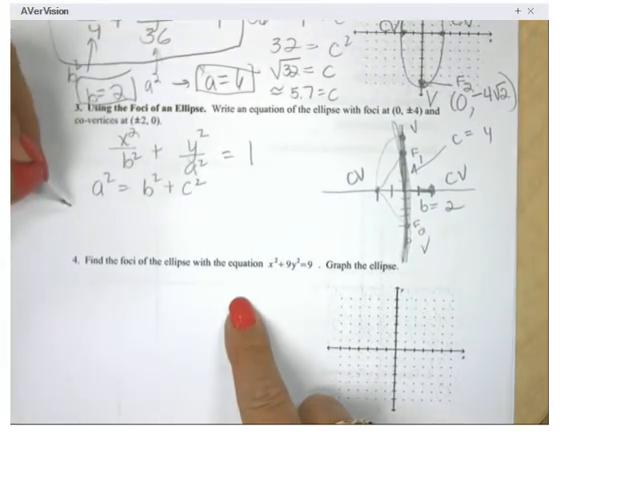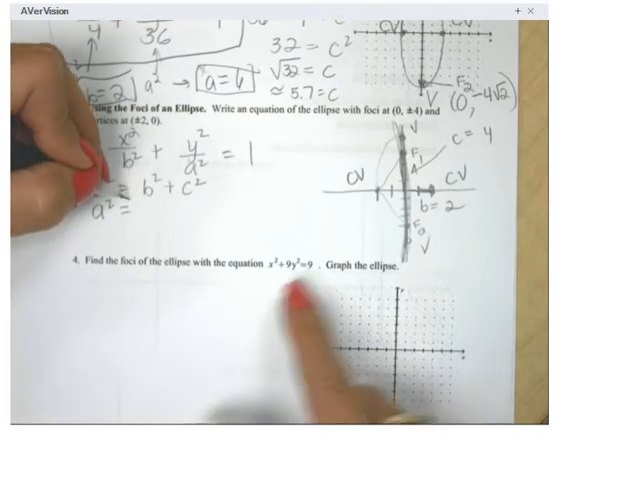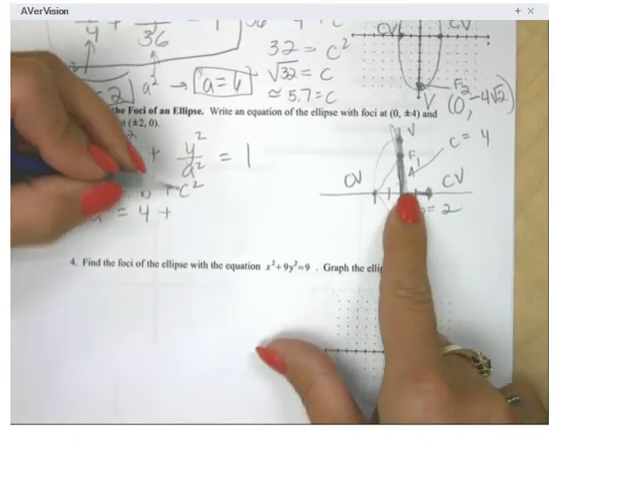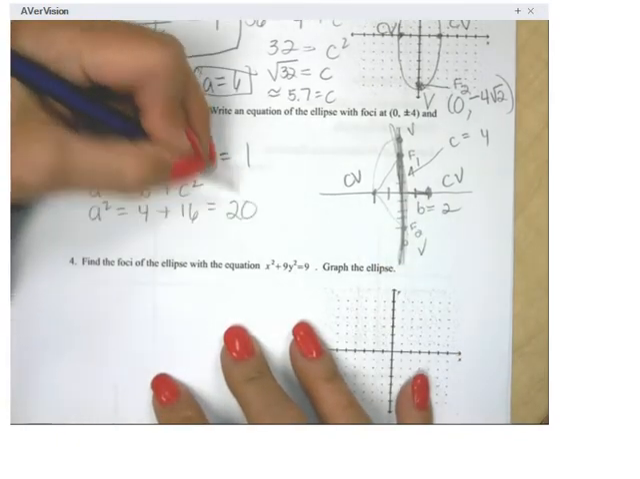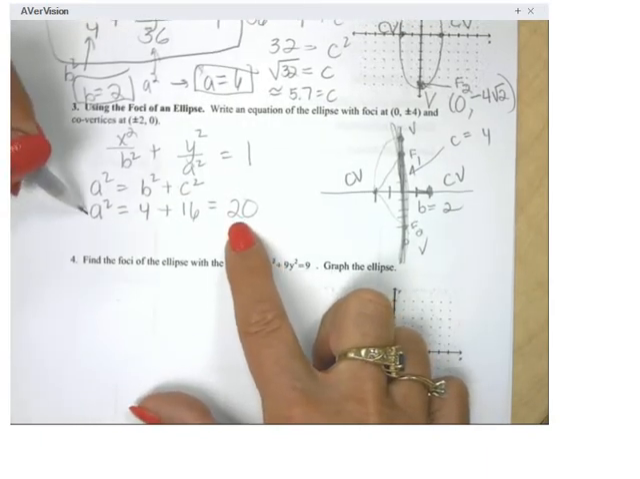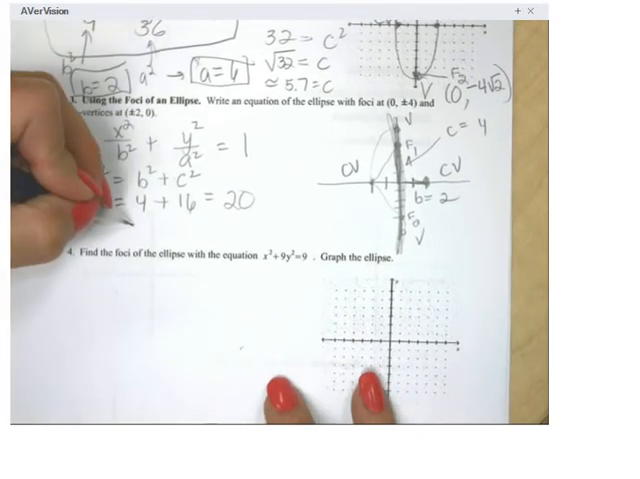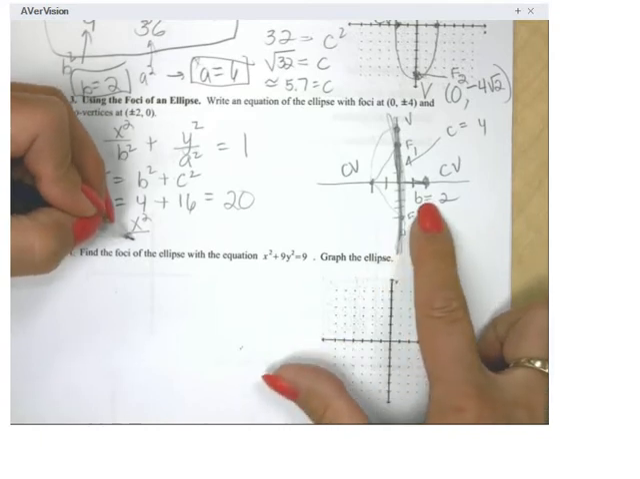And I also remember that a squared equals b squared plus c squared. A is always the longer dimension in an ellipse. And so I can go through and figure out how big a is. A squared is equal to, my b value was 2, so 4. My c value was 4, so 16. And so a squared is equal to 20. Now, if I want to actually figure out how long a is, I would have to square root this. But notice I really just want to write the equation of the ellipse, and all I need is what a squared is.